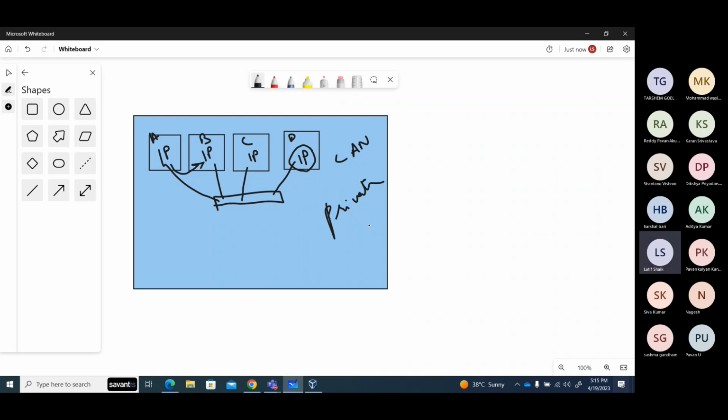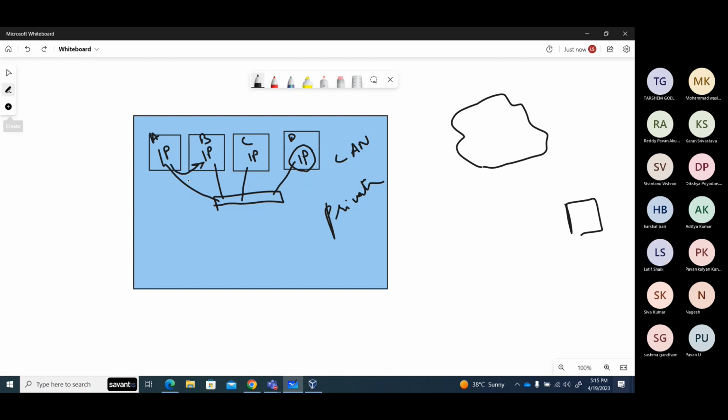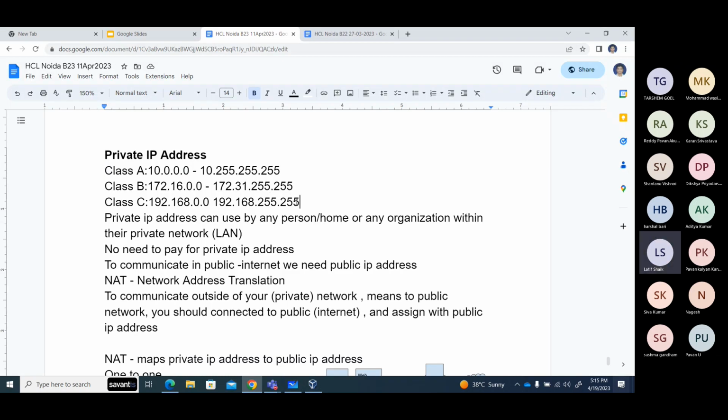Your own private network. Your device is not required to communicate with the internet. You are not connecting to any internet or outside connectivity. You have to communicate from here to here. So you have to assign private IP addresses only. You can pick any private IP address range and use it.